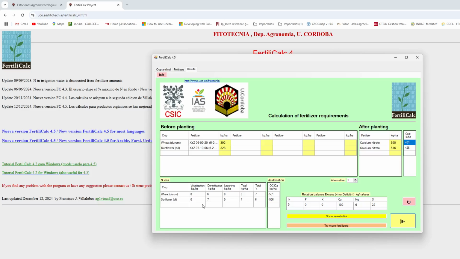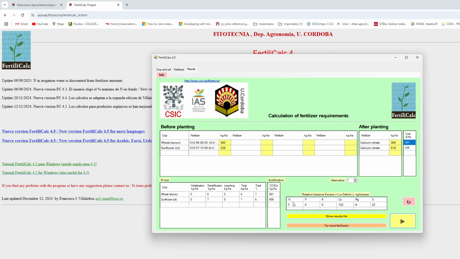Now, in this table, we see the values of nitrogen losses by volatilization, denitrification, leaching, the total loss of nitrogen, and the percentage of the applied nitrogen. The acidification is expressed as kilograms per hectare of calcium carbonate that we would need to compensate for this acidification. Therefore, if we have a negative value, it means that the soil is not acidifying but basifying. In other words, the pH is increasing.